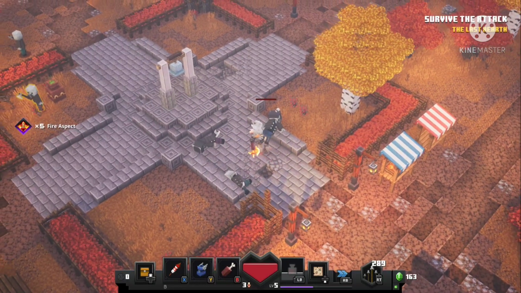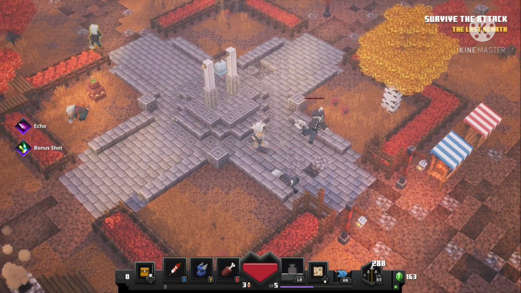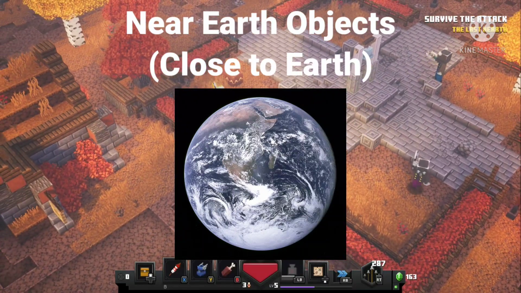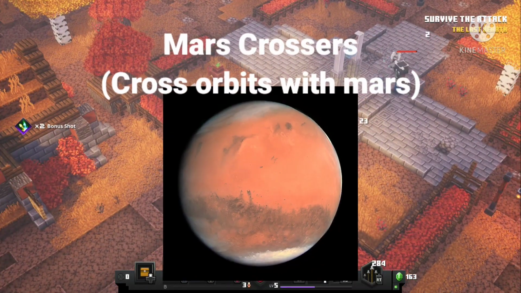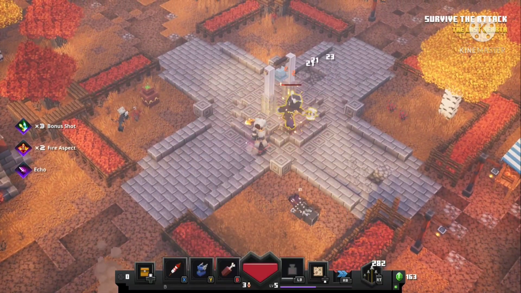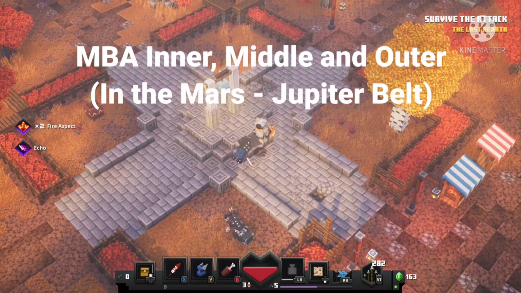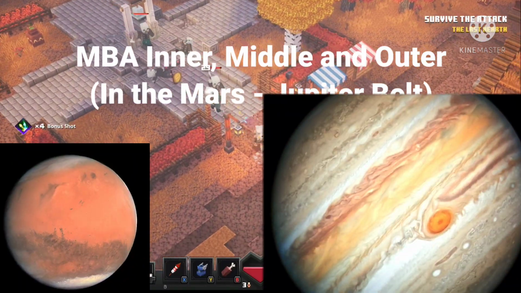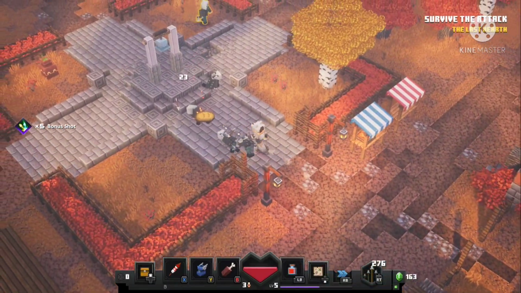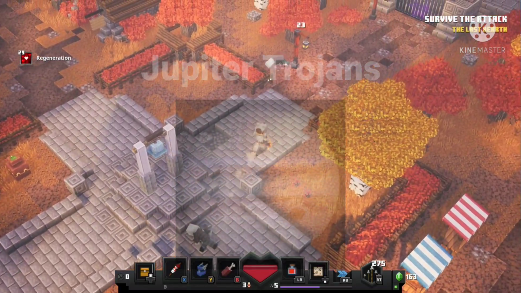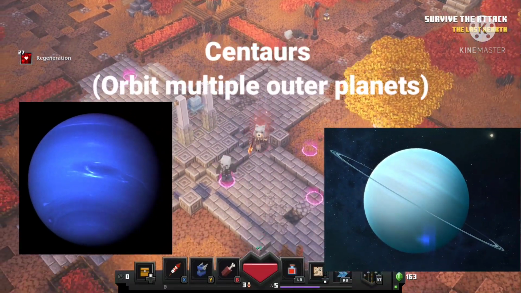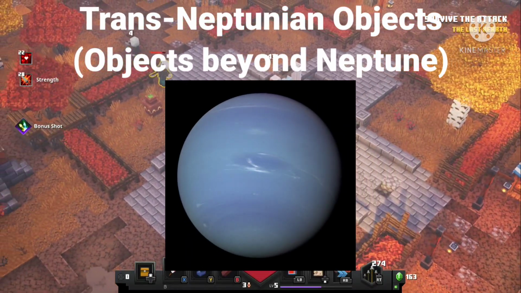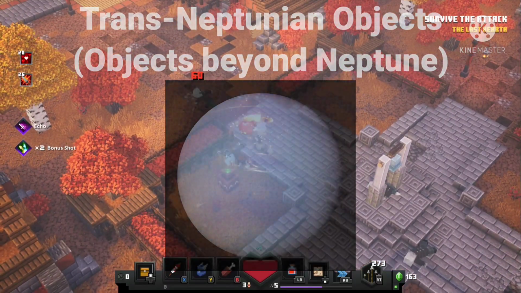There are 8 different types of minor planets in the solar system. These being near-Earth objects, an object that has an orbit that is in close proximity to Earth, Mars crossers, objects that cross orbits with Mars, MBA inner, middle and outer, which are objects that are in the inner, middle and outer sections of the asteroid belt between Mars and Jupiter, Jupiter Trojans, which I've already explained, Centaurs, which have orbits between multiple of the outer planets, and trans-Neptune objects, which are objects beyond Neptune that are still in the solar system.